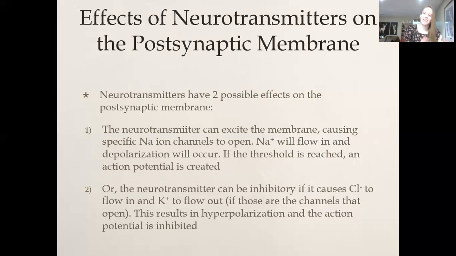Or you can have an inhibitory neurotransmitter. An inhibitory neurotransmitter is going to hyperpolarize the postsynaptic neuron. So it's making sure that absolutely no signal is getting sent from that postsynaptic neuron. It's hyperpolarizing it, so it's putting it in the opposite direction of an action potential. It's essentially putting it into a refractory period.